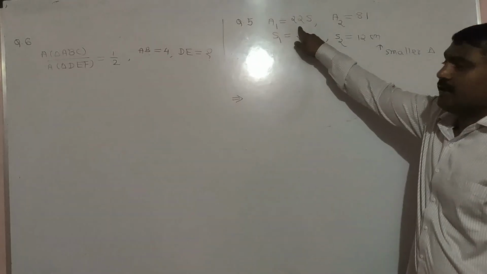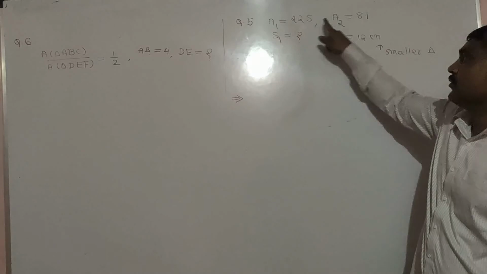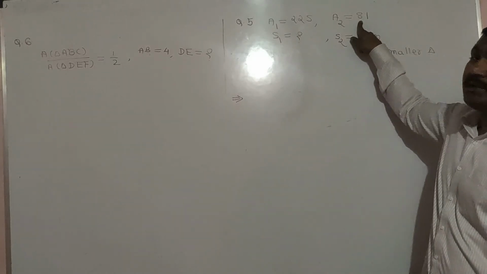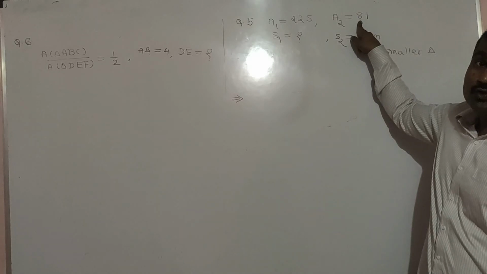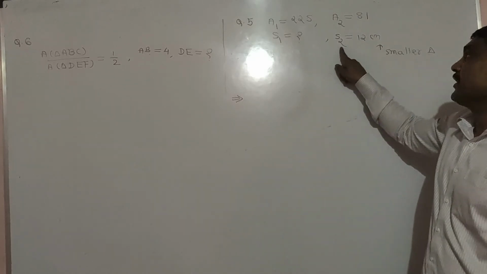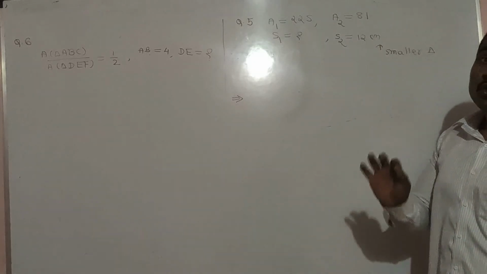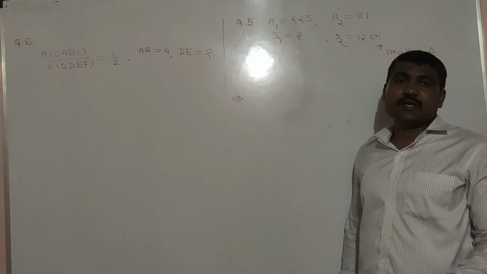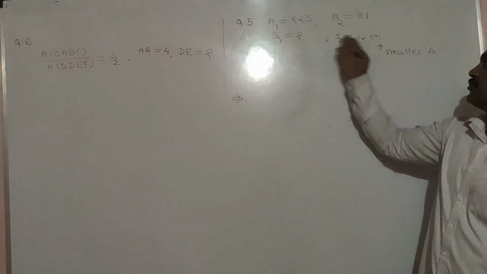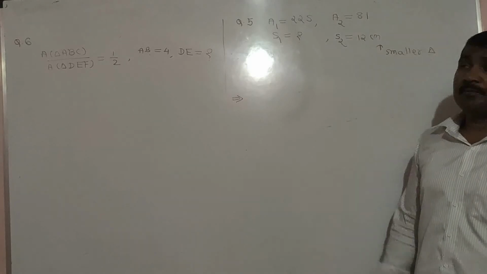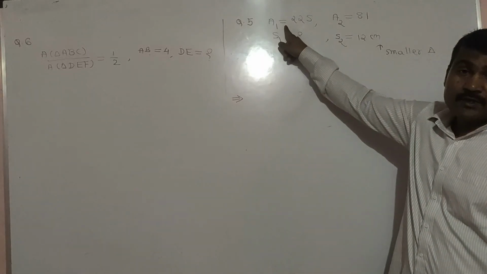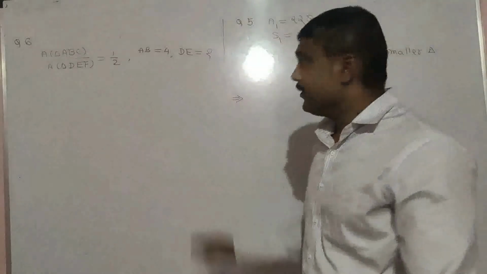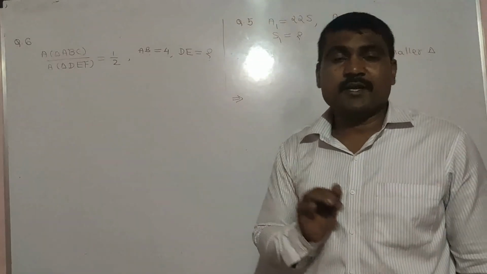So A1, first triangle, having area 225, second triangle having area 81. So S1 or S2 is given. 81 means this triangle is the smaller triangle, right? So side of this triangle is given there. So we should write S2 is equal to 12 centimeter. Don't write S1 is equal to 12 centimeter, because by mistake if you write S1 equal to 12 centimeter, then your answer is wrong, because this triangle is the larger, bigger triangle, and this triangle is the smaller triangle, and in the given problem the side of the smaller triangle is given.